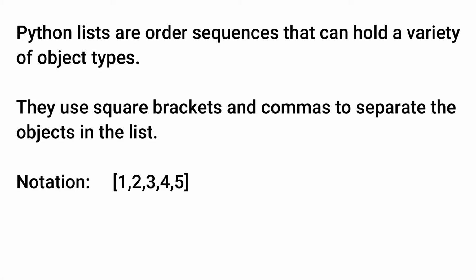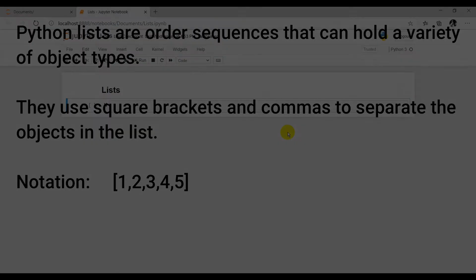So Python lists are ordered sequences that can hold a variety of object types, and they use square brackets and commas to separate the objects in the list. The notation will be like this: square braces of 1, 2, 3, 4, 5. And just like strings, lists also support indexing and slicing. Let's demonstrate with some examples.